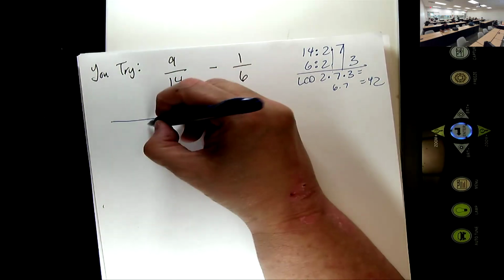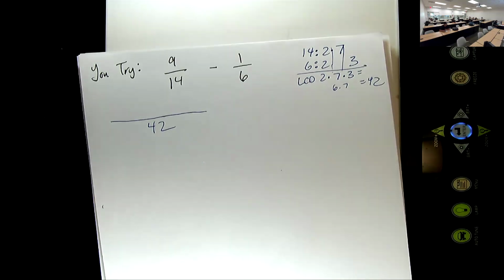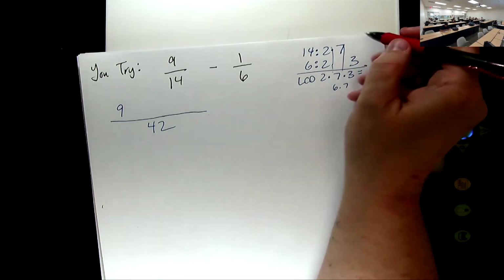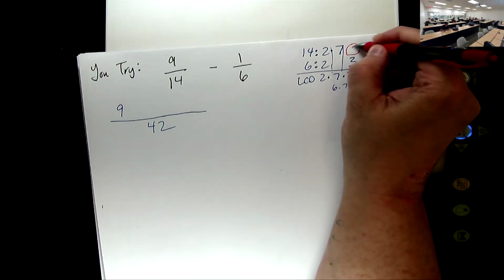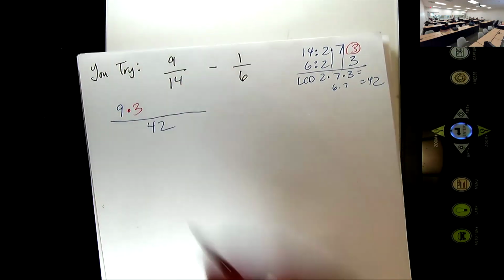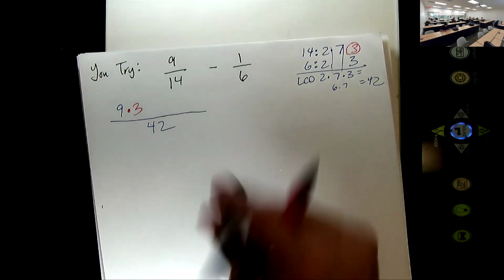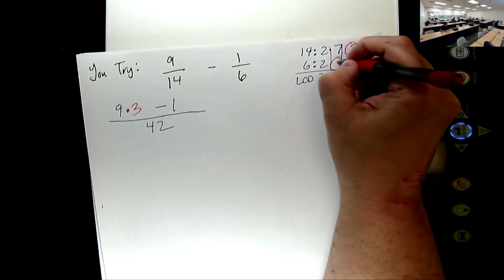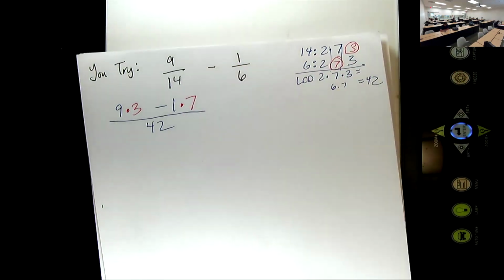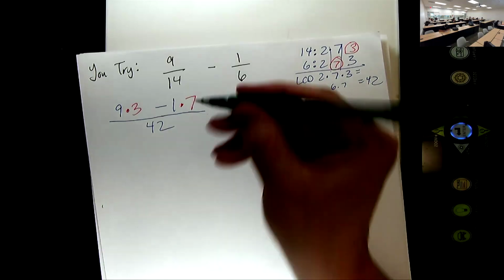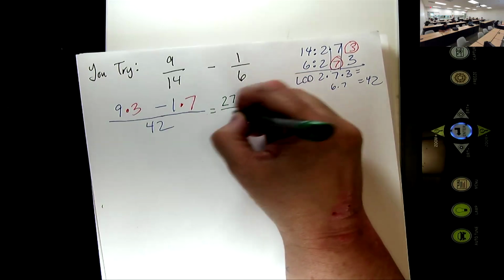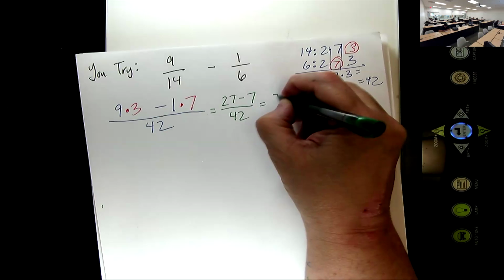So if you want to speed it up, not write a whole bunch of fractions, I can make the denominator 1 time. And I can fill in what's missing as we go. The 14 denominator is missing the 3. So I'm gonna write 9 times 3 here. And then we have a minus sign. And I had a 1. And the 6 was missing the 7. So that's times 7. Following that through, you'll have 27 minus 7 over 42. And you get 20 over 42.